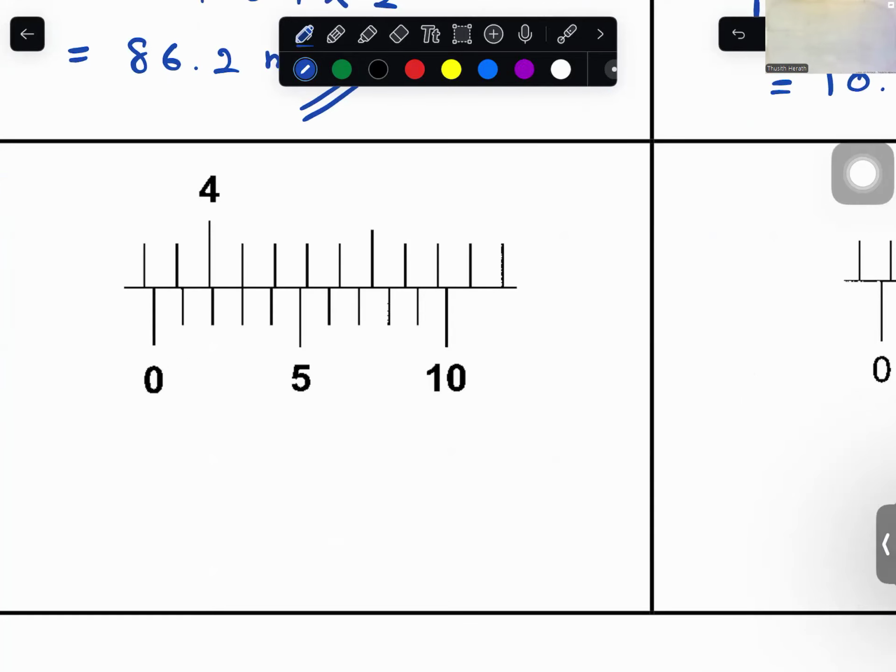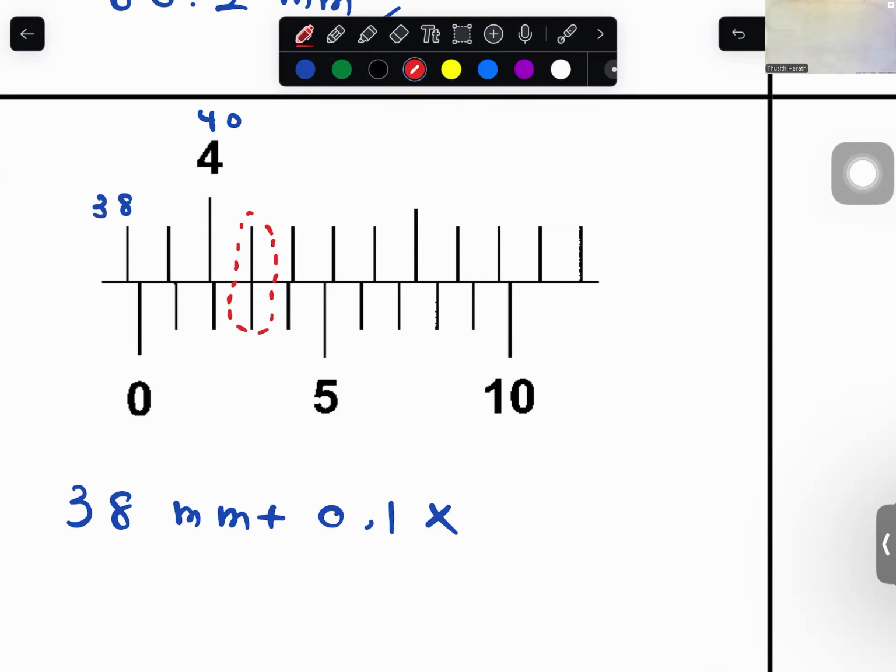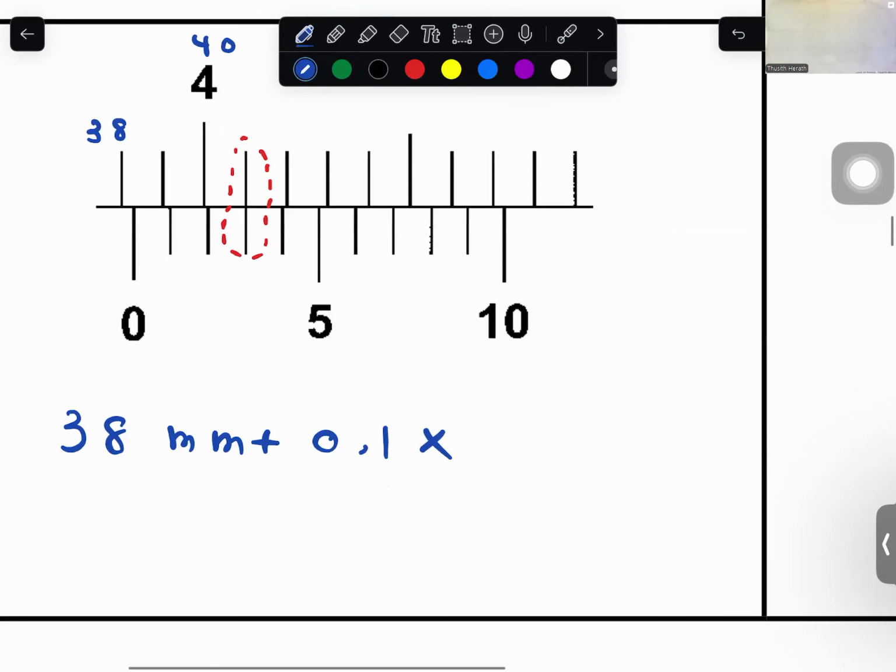Okay, for this question, this is 40, 39, 38 should be here. So from the main scale, it's 38 millimeters plus 0.1 into which line is coinciding? 0, 1, 2, 3. Here's the coinciding line, right? 0, 1, 2, 3. So the answer is 38.3 millimeters. 38.3 millimeters, right? Complete it. If you have completed, go for the next question.